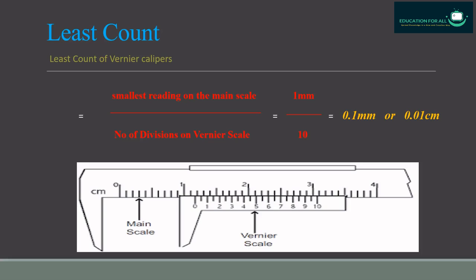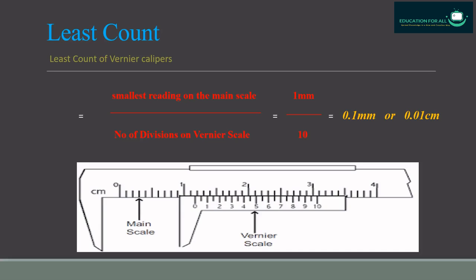When you take a ratio between the smallest reading on the main scale and the number of divisions on a vernier scale, then you will come to know the least count of that particular instrument. Whenever you hold a vernier caliper in your hand, first of all you have to see the smallest reading on the main scale.